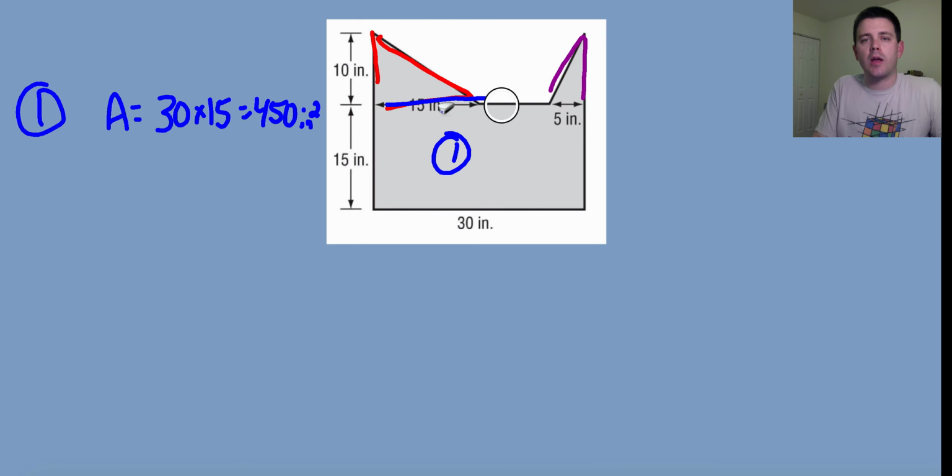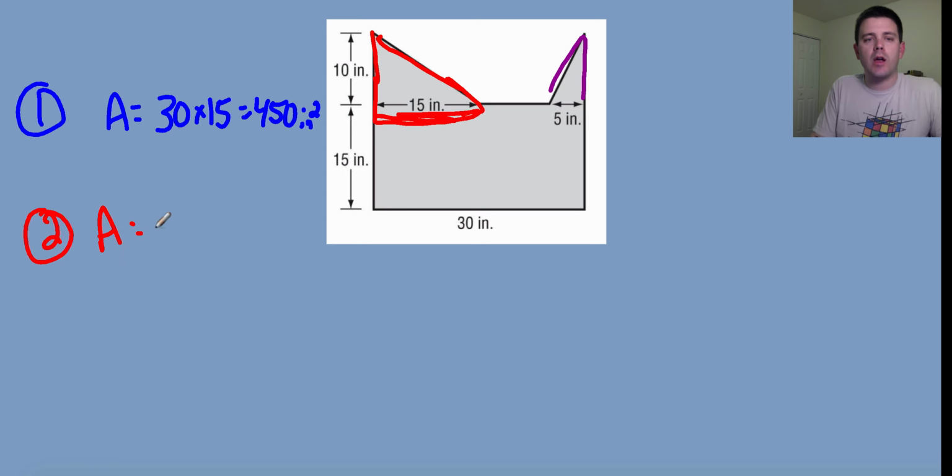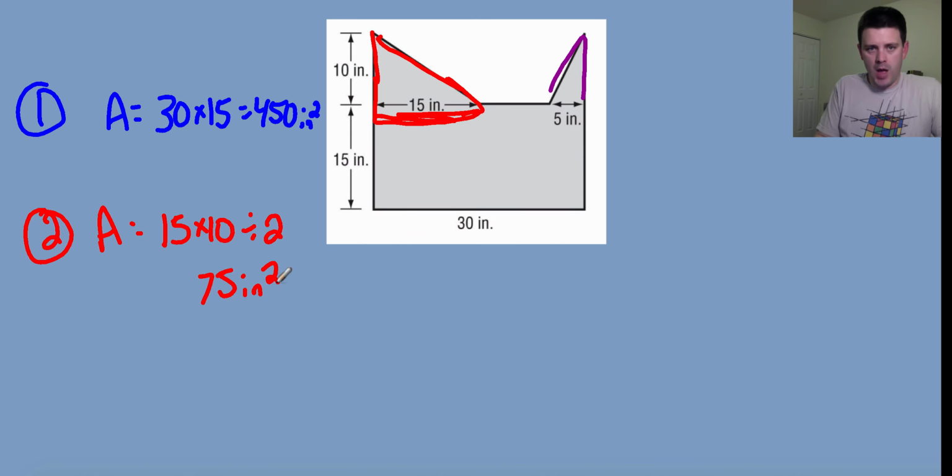Now let's take care of my red one. So that's this one here. And I kind of drew around it a little bit so I wouldn't lose my measurement. To find the area of a triangle, I want to do base times height divided by 2. My base is my 15. My height is my 10. 15 times 10 divided by 2. 15 times 10 is 150. Divided by 2 is 75 inches squared.